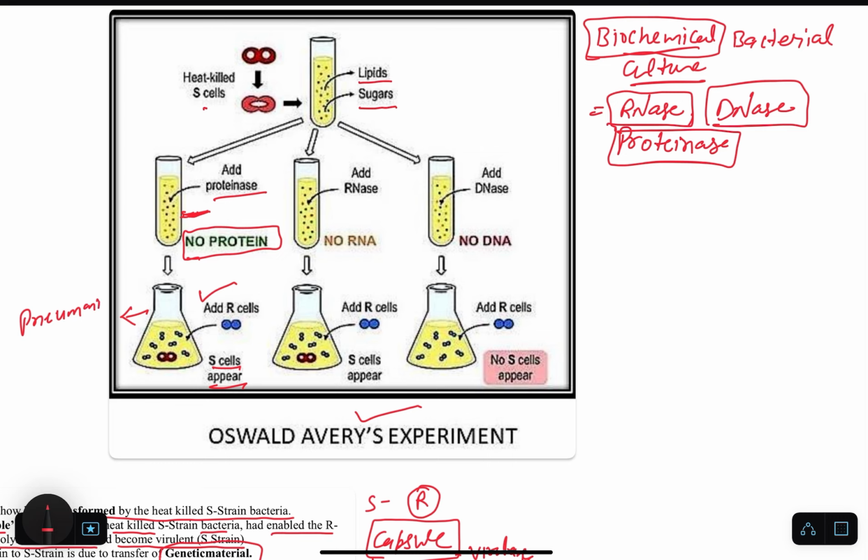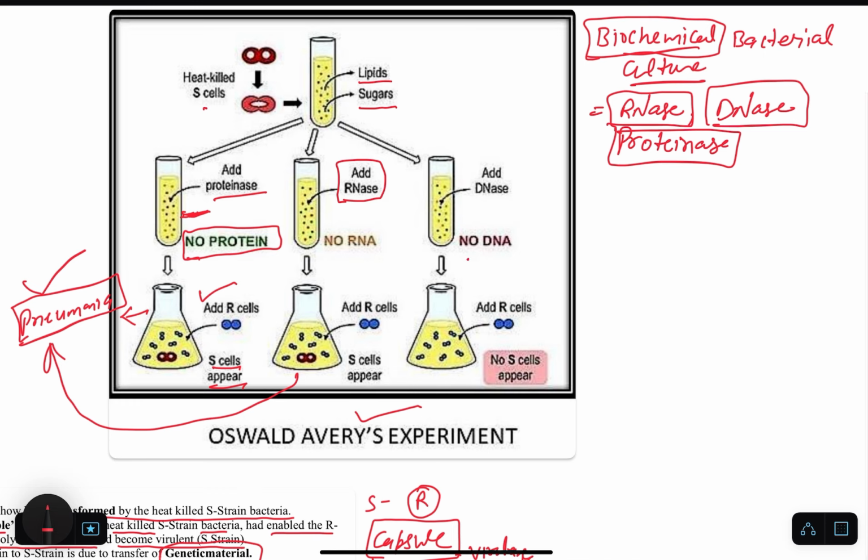Mice die with pneumonia. When they injected both to the mice, the mice die with pneumonia. Later on, they used RNase on the R and S type of cells, and the mice also die with pneumonia. Same type of result they found.